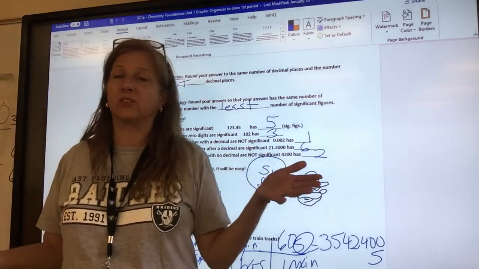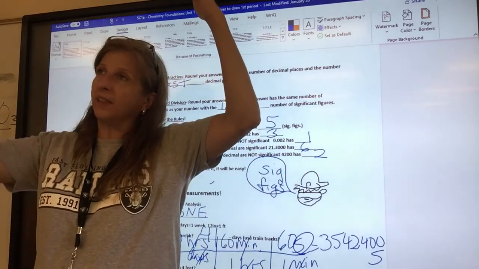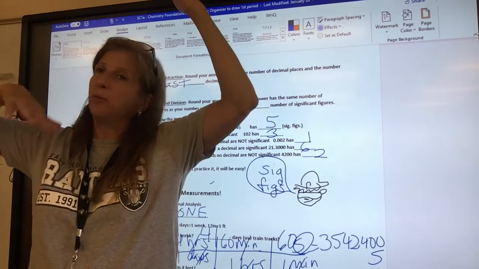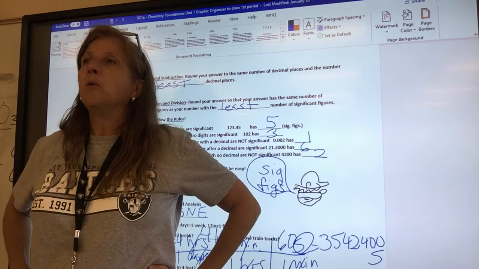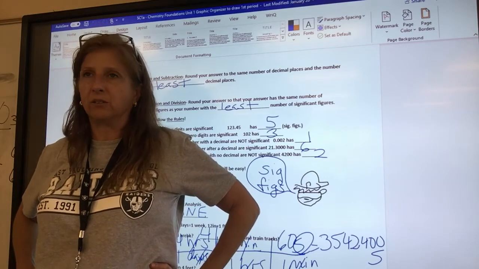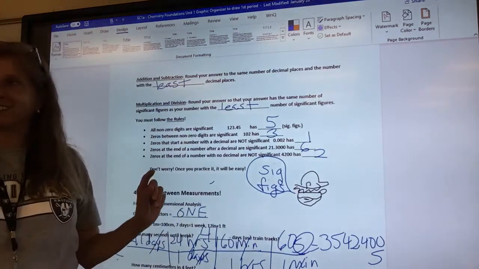Zero can be the answer. Like you can be 10 feet tall and that zero at the end of 10 is significant. You're not 1 foot tall, you're 10 feet tall. You measured yourself to be 10 feet tall. Measurements can end in zero. Does that one make sense? Okay, next one, because now it's going to get worse.